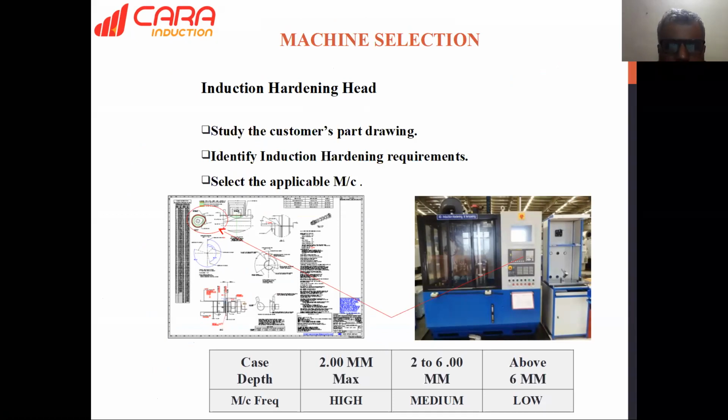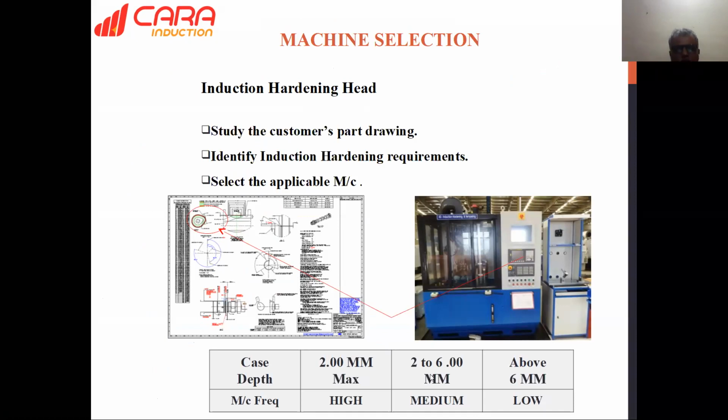Now machine selection. Coming to the machine selection for induction hardening machine, whatever part we are going to harden, you need to check the customer part drawing, identify the induction hardening requirement, and accordingly we have to select the machine. The first major parameter we need is the case depth.